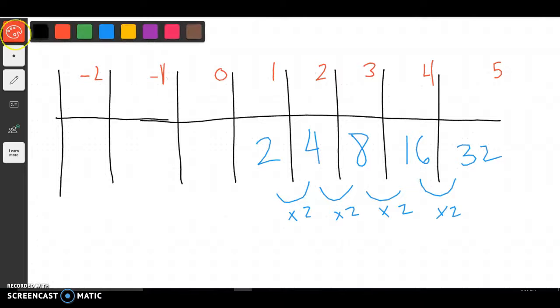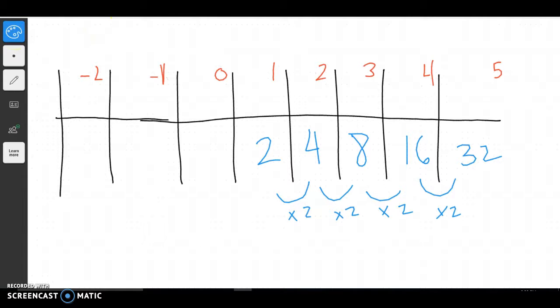Sweet. Now I have all these unknowns on the other side of the pattern. Going forward would be multiplying by 2, but how would I go backwards on this pattern? Well, to go backwards on this pattern, I could just divide by 2.